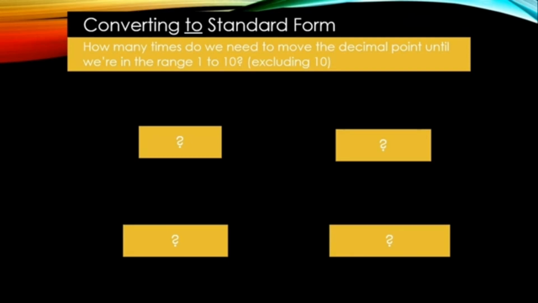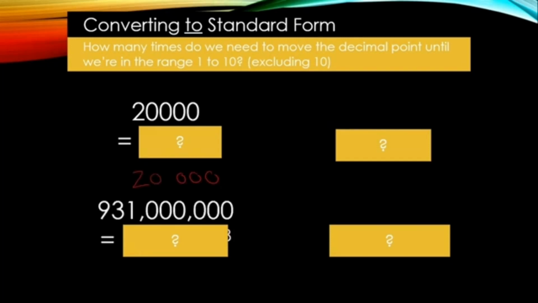Now, converting to standard form is also something which we need to look at. How many times do we need to move the decimal point until we're in the range of A is equal to or greater than 1 but less than 10? Let's look at this number, 20,000. So our decimal point is here.